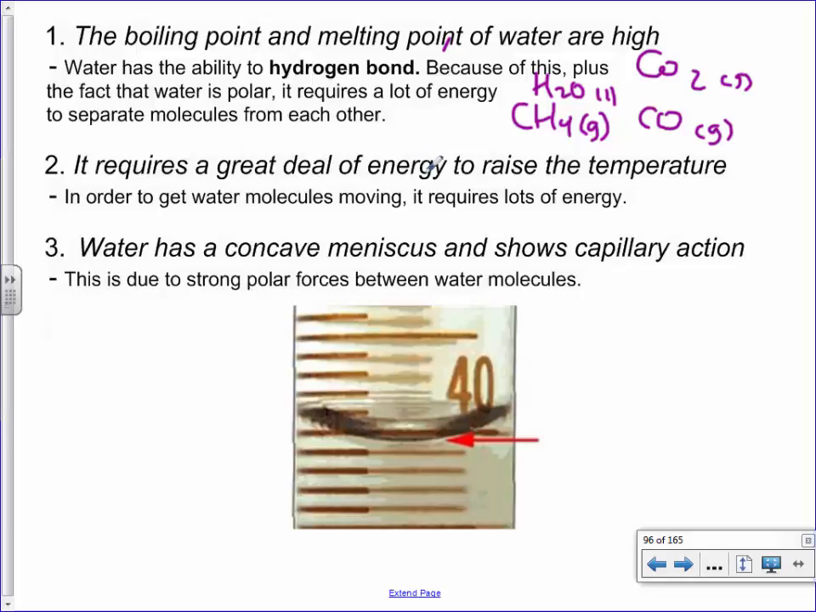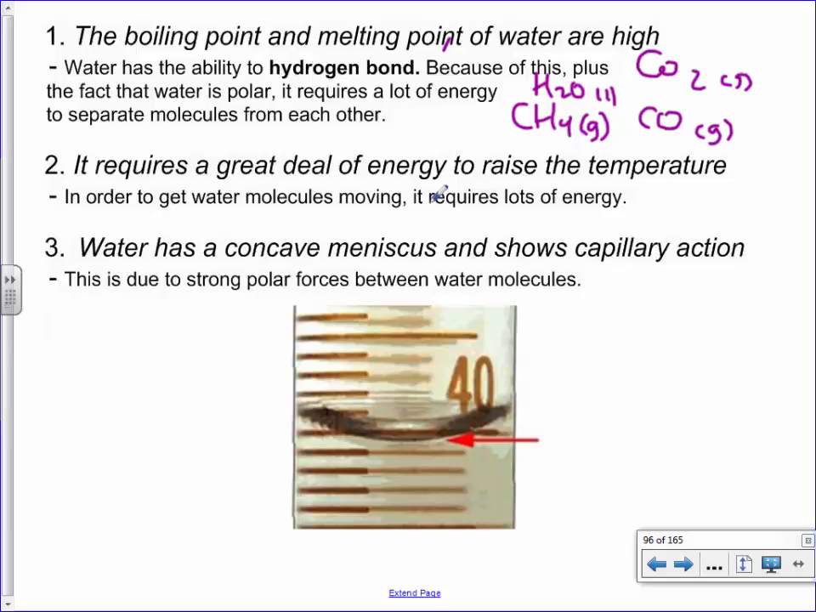Because of that second property, water can actually store a lot of energy before you raise the temperature of water. It takes a lot of energy to raise the temperature of water. For example, let's say it gets really hot out and you've got a swimming pool in your backyard. You probably can't get the water in your swimming pool to boil. Does that make sense? Even on the hottest day of the year, because it takes a lot of energy to get water to raise even a couple of degrees Celsius.